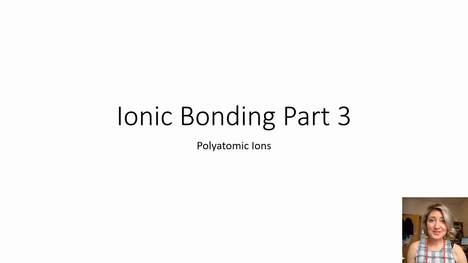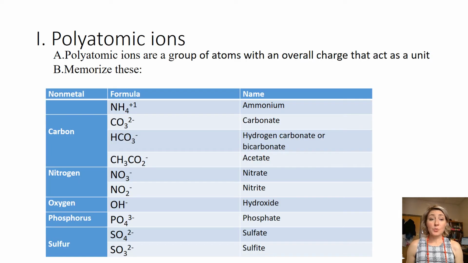All right, this is our third installment of ionic bonding. In this portion of our podcast, we're going to talk about how to name and write formulas for ionic bonds that have polyatomic ions in them. So we're going to see ionic formulas and bonds and compounds that have something called a polyatomic ion.